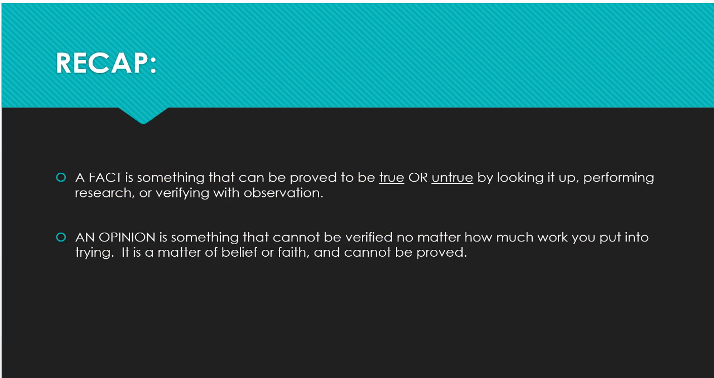We are ready for the recap. A fact is something that can be proved to be true or untrue by looking it up, performing research, or verifying with observation. An opinion is something that cannot be verified no matter how much work you put into trying. It is a matter of belief or faith and simply cannot be proved.